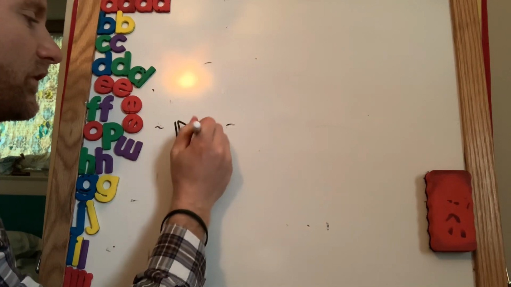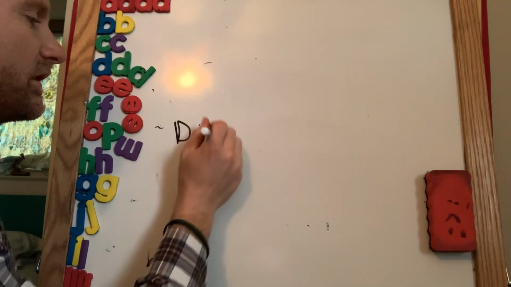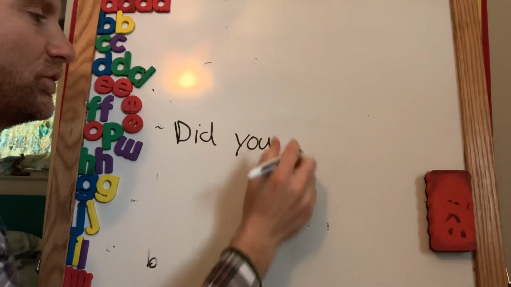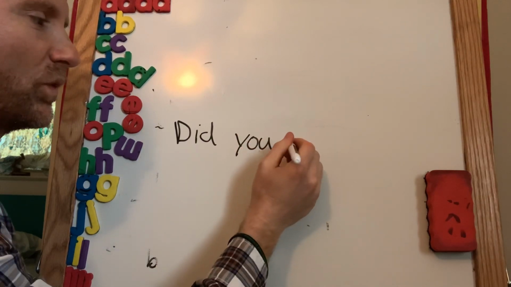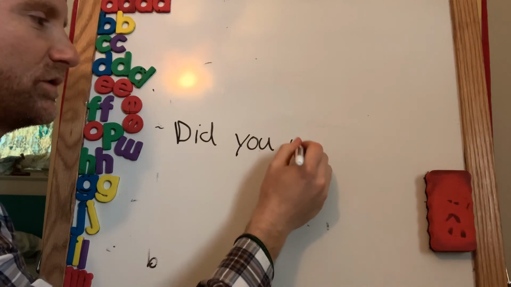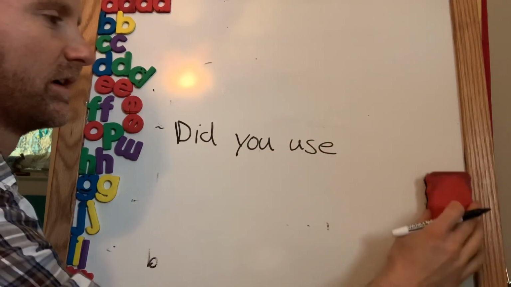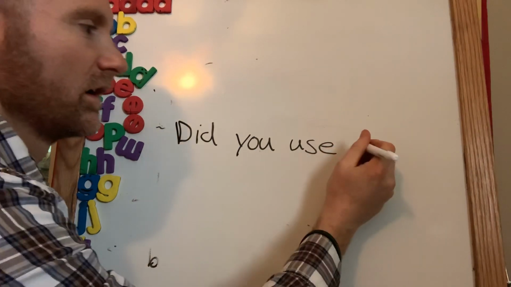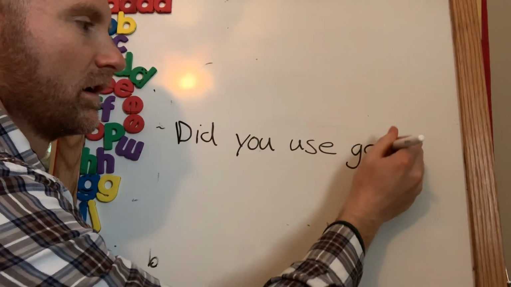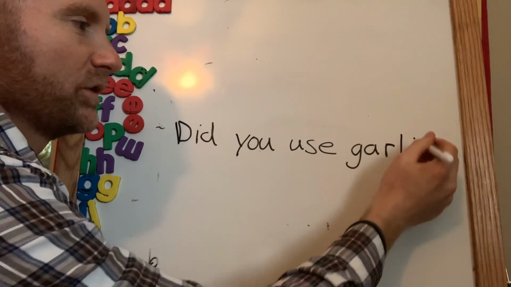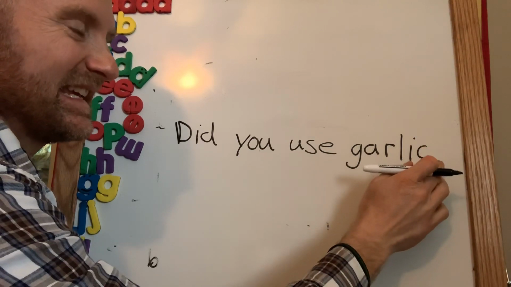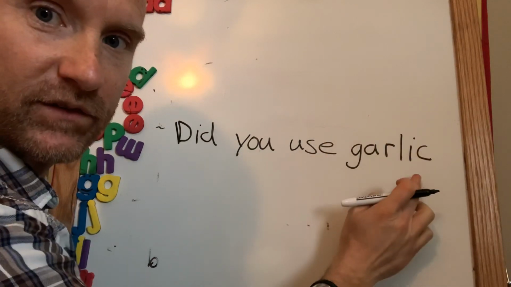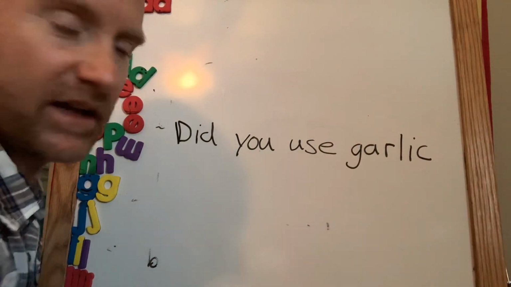"Did." Don't forget to start with that uppercase letter. "Did you." "Use." A lot of students start with the word "you" when they're trying to write the word "use." Remember, that's a trick word. Okay, "garlic." This is one you want to clap out. "Gar-lic." If you remember, it doesn't get the CK, even though it comes after that short vowel sound, because it's a two-syllable word, so we just leave it IC.